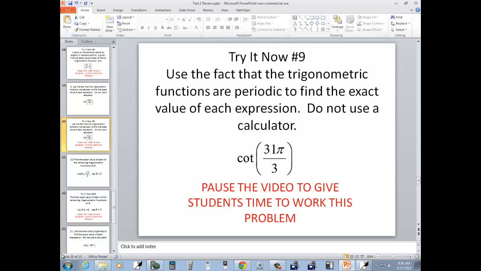Okay. Go ahead and same instructions here. We want to find cotangent of 31 pi over 3. So go ahead and pause this and let the students work the problem.